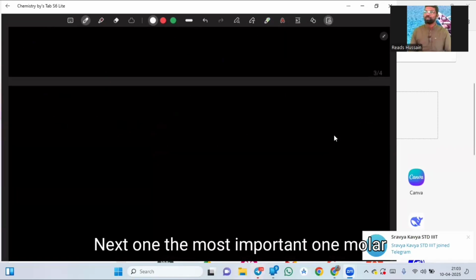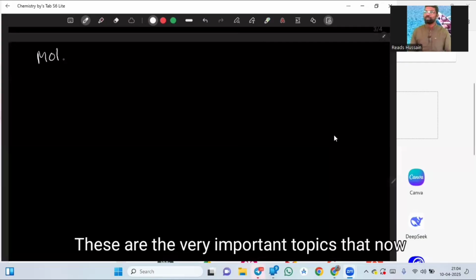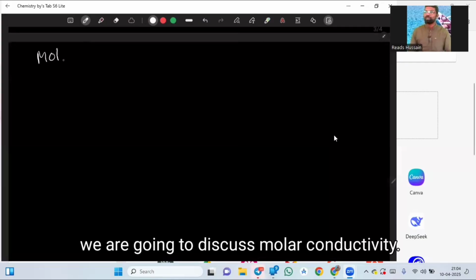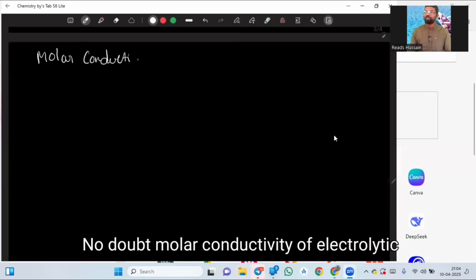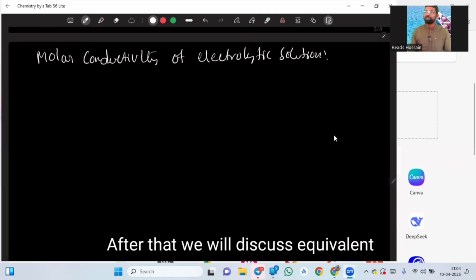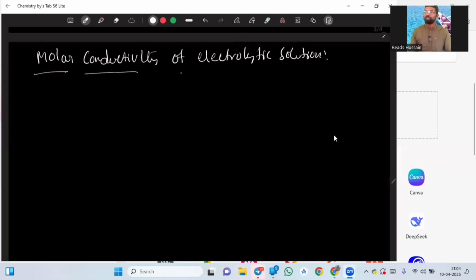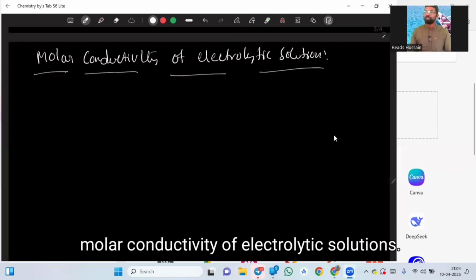Next one, the most important one, molar conductivity of electrolytic solutions. These are very important topics that now we are going to discuss. Molar conductivity. Note down. Molar conductivity of electrolytic solutions. After that, we will discuss equivalent conductivity of electrolytic solutions. First, molar conductivity of electrolytic solutions.